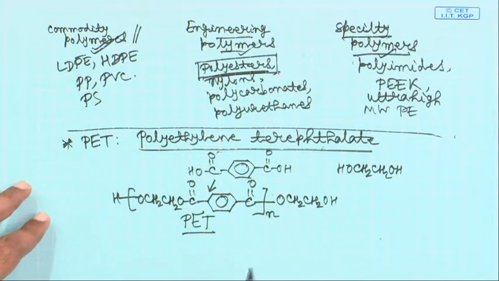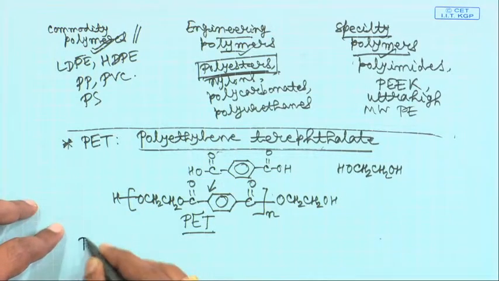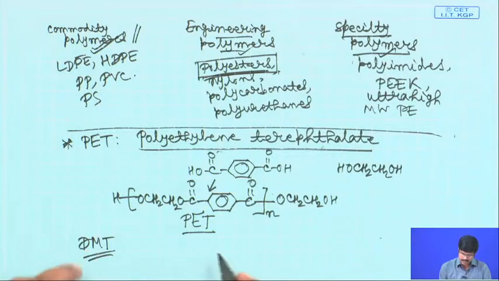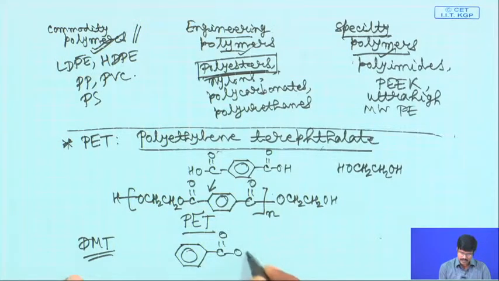Now, there are basically two processes which can be used to synthesize this particular polymer. One process is the DMT process. DMT stands for dimethyl terephthalate. So, basically your starting material here is the methyl ester of terephthalic acid.